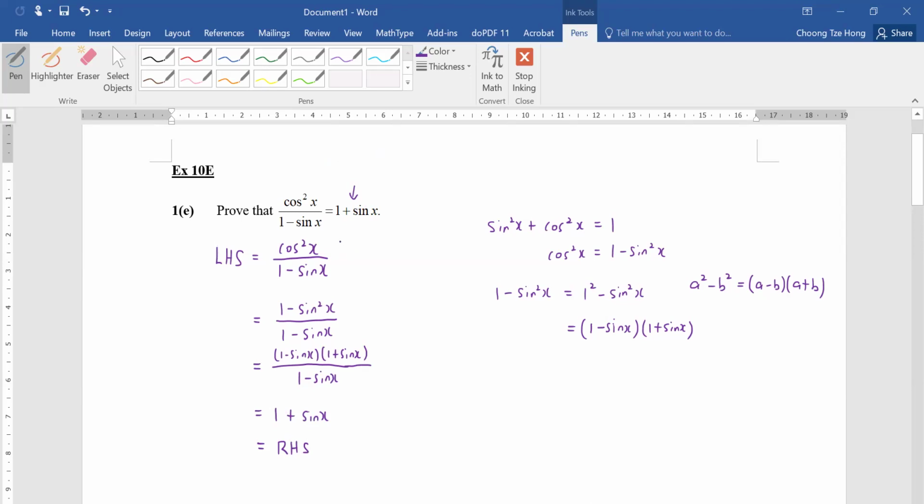Remember at each step, you think of what can be done. Over here, we can use the identity to change the cosine square x to 1 minus sine square x. Then you must be aware of this a square minus b square, such that you can factorize it. So always be aware of 1 minus sine square x, or 1 minus cosine square x, or any other term. As long as you can express it as a square minus b square, you will be able to factorize it. You should be aware of all these things.